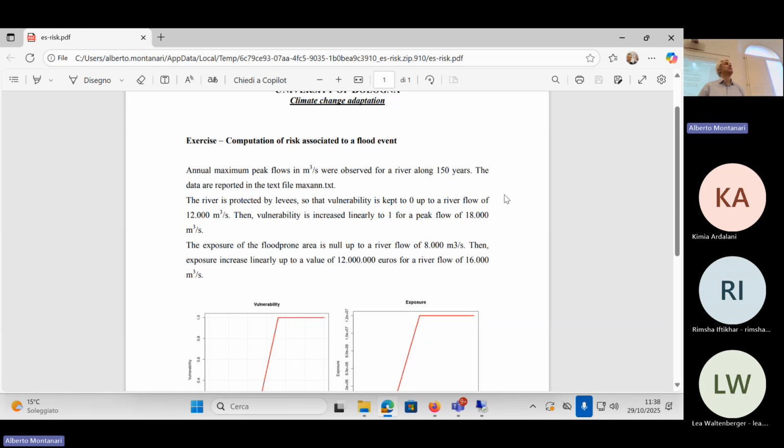Yes, you can use daily data, but of course you have to use a different model, not just a probability distribution like we learned so far, because you have to take into account that the events are not independent.